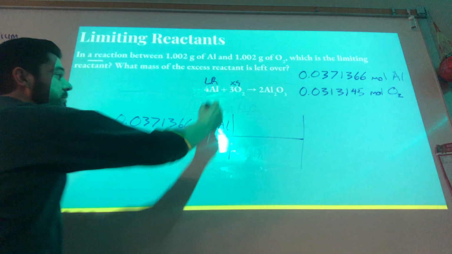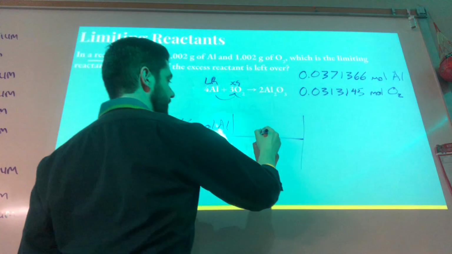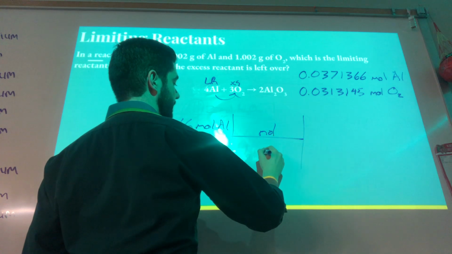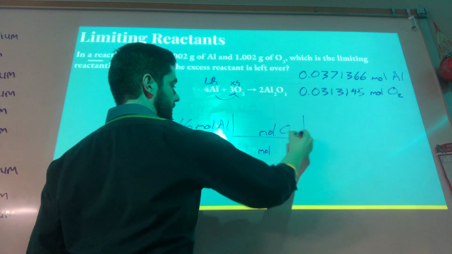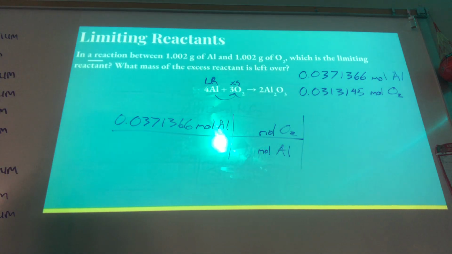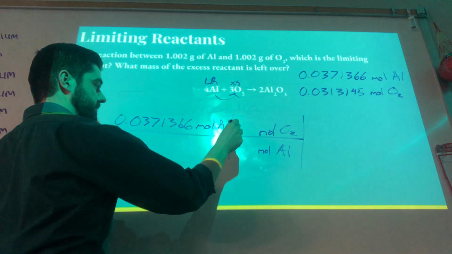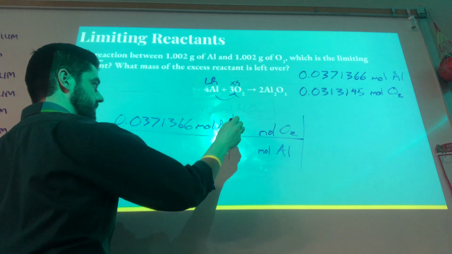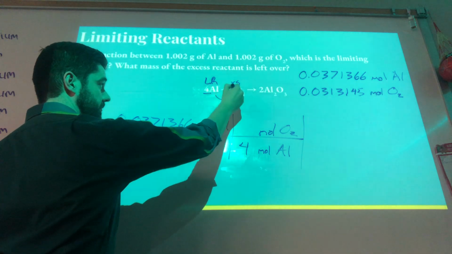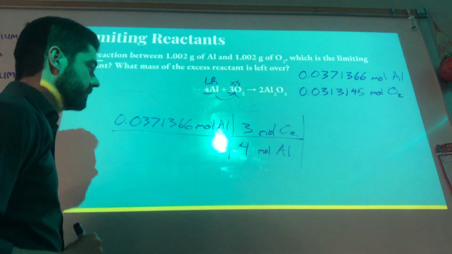0.020897. Okay, so I'm going to take my limiting reactant and convert to the other reactant to see how much I use up. So moles of O2 from my moles of aluminum. Because we got to figure out how much we use up first. Alright, so my ratio is 3 to 4. Oh, I didn't see the 3. I thought that was 3 to 4.